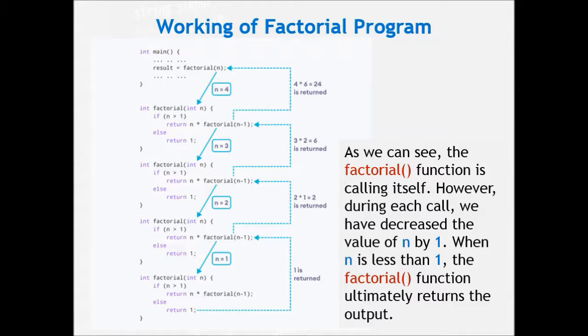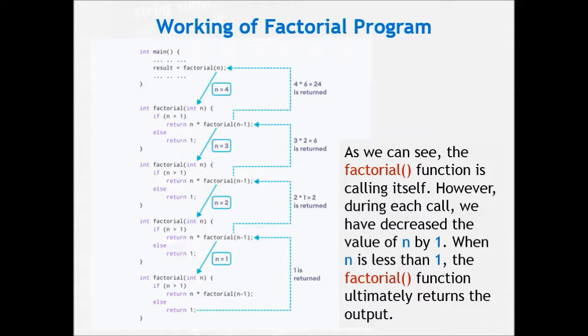In the main program, we call result is equal to factorial n, then control goes to the factorial function, which is int factorial int n, and n is equal to 4. In the body of this we write if n greater than 1 return n multiplied by factorial n minus 1. We again call this function by itself, and this time it calls itself again and control goes to itself.